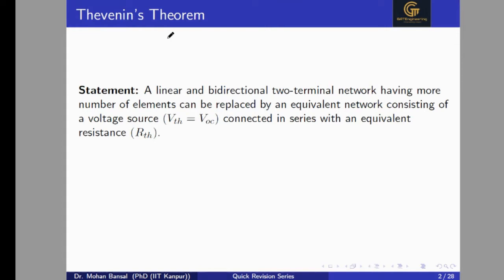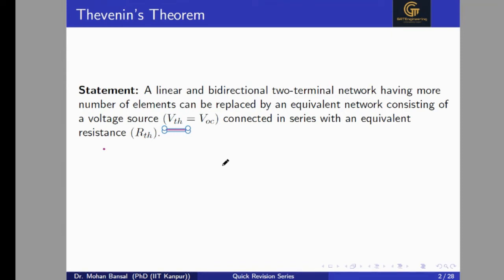What is Thevenin's theorem? We are going to do a quick revision on Thevenin's theorem. As you know, the statement is that a linear bilateral or bidirectional network having many elements can be replaced by an equivalent network consisting of a Thevenin's voltage source and Thevenin's resistance. It means that we have a network which consists of several components, like several resistors, and we can replace that by a single voltage source and a single Thevenin's resistance.